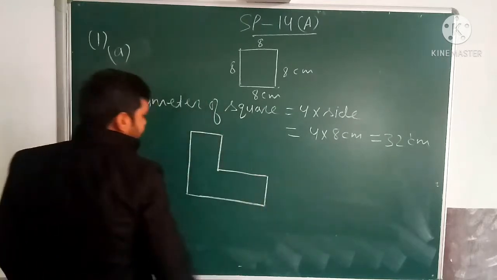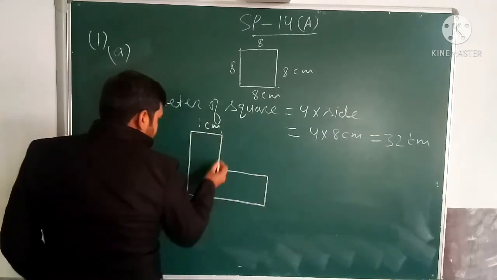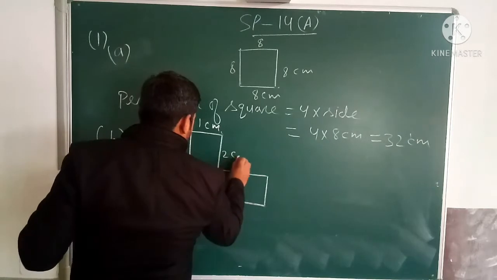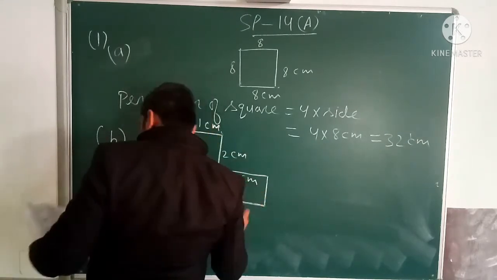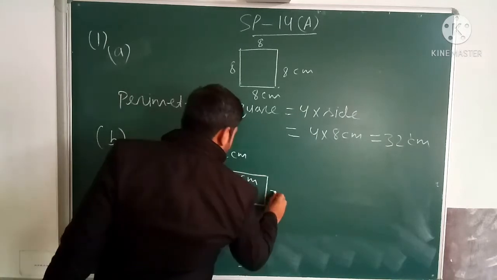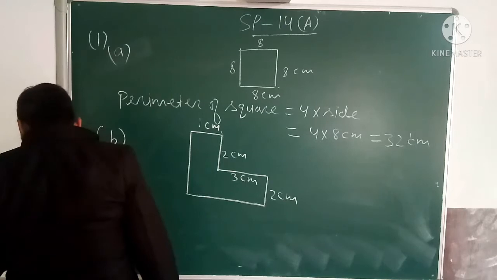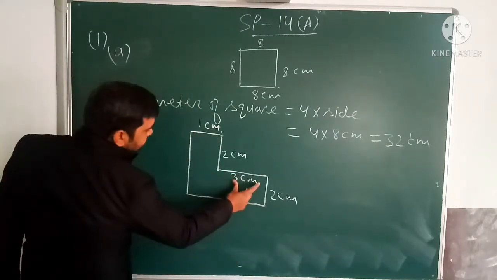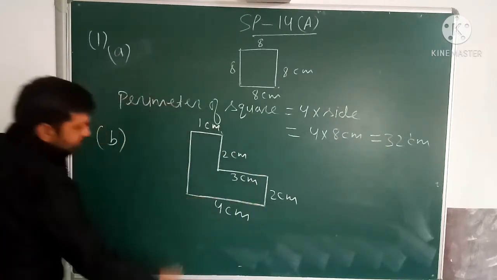Similarly, we find the perimeter of the next figure. This figure is given in the L shape. Here the length of this is 1 centimeter and this side is 2 centimeter and this side is 3 centimeter and this side is 2 centimeter. Okay, so here you have to find the whole length. So see, this is 1 centimeter, this is 3 centimeter. 1 plus 3 gives you 4. So this bottom side is 4 centimeter.